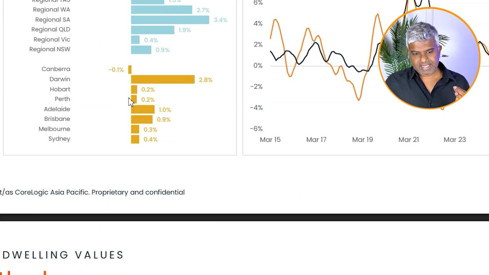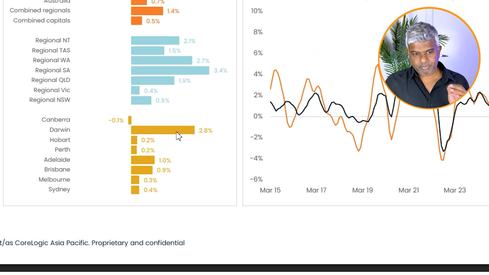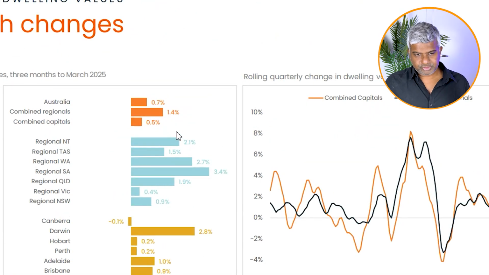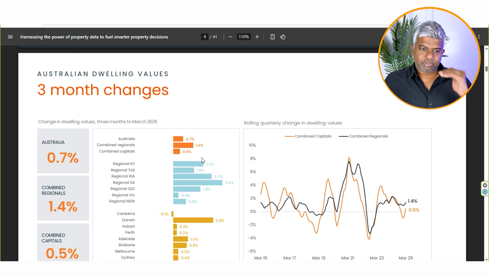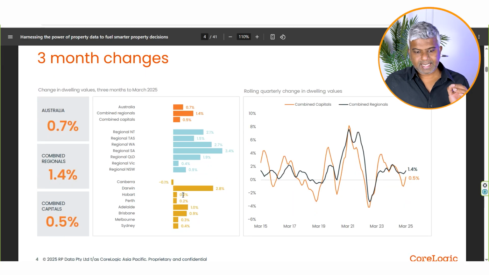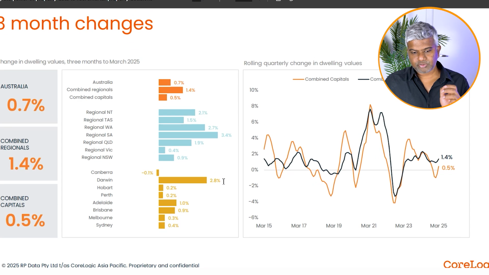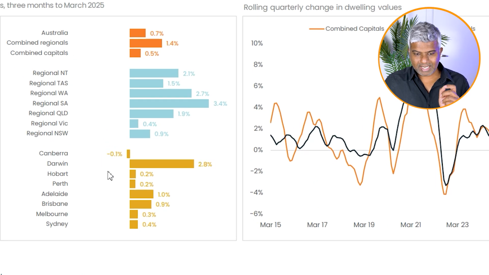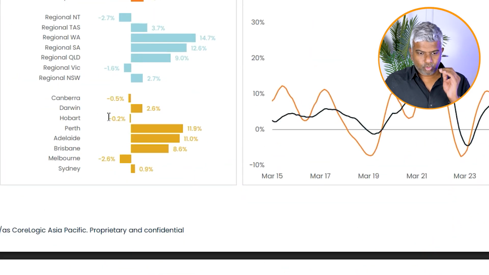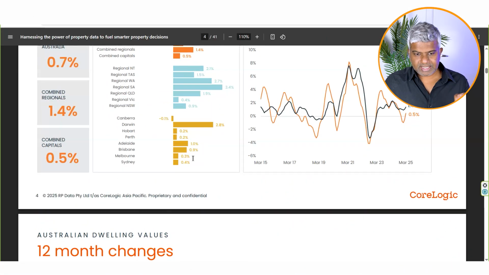And then over here, I can see that they have considerably slowed down. 0.2% for Perth, 1% for Adelaide, and 0.9% for Brisbane over the last 3 months. So the 12-month growth has been significant. The 3-month growth is slowing down, which is giving me some clues that these 3 markets are definitely slowing down. The other thing that I can clearly see here is that Darwin is picking up over the last 3 months. 2.8% growth in Darwin, whereas over the year, it's only done 2.6% growth. Which means that something is changing in Darwin and this market is definitely starting to pick up.